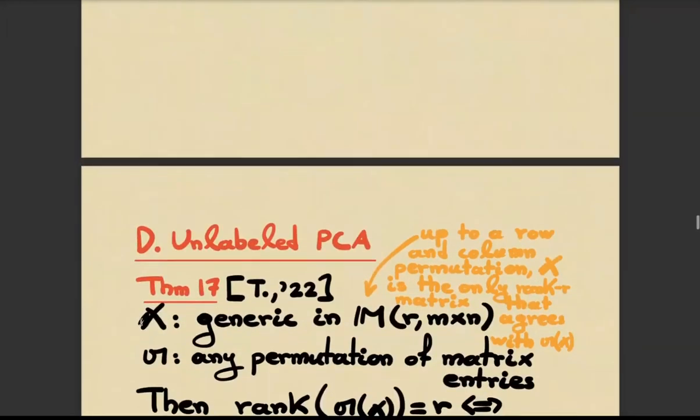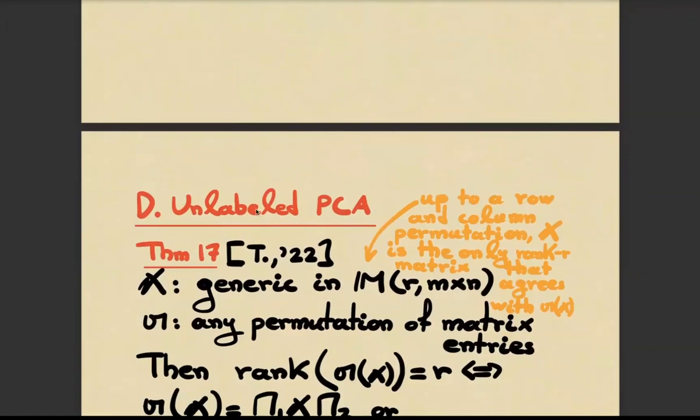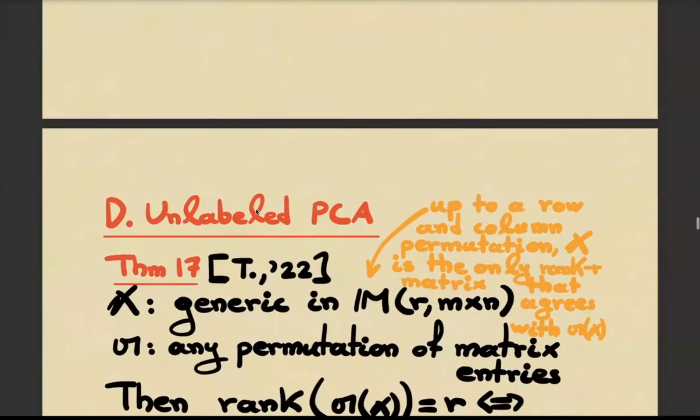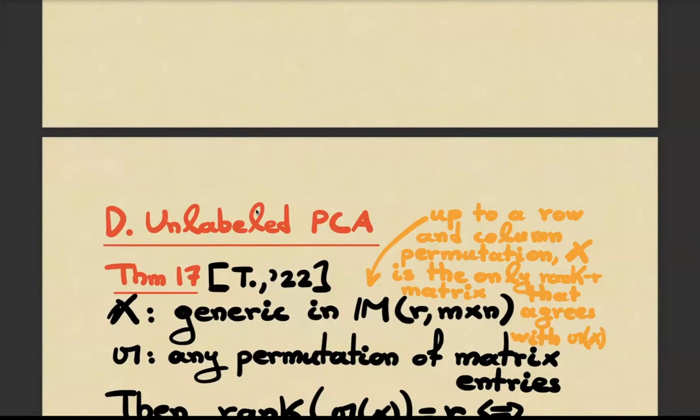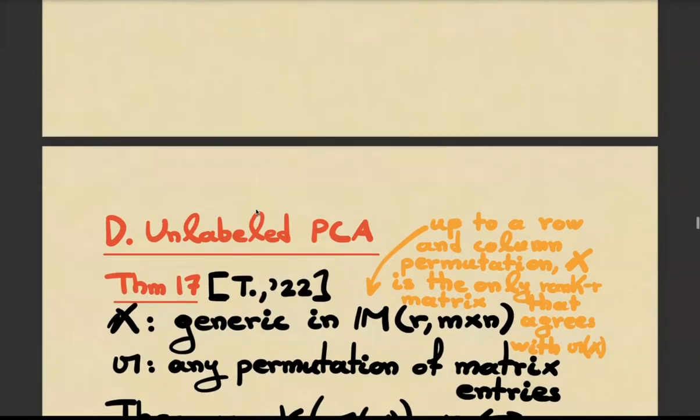Okay, now we can start talking about unlabeled principal component analysis. So to summarize, it can be viewed as an extension of principal component analysis and robust principal component analysis, where the corruption is permutations, or it can be viewed as an extension, a generalization of unlabeled sensing from linear spaces to the determinantal variety of rank r matrices. Here's the recovery theorem.